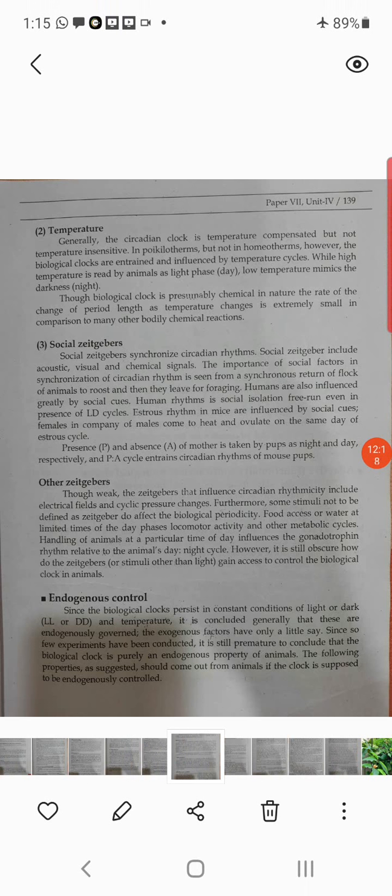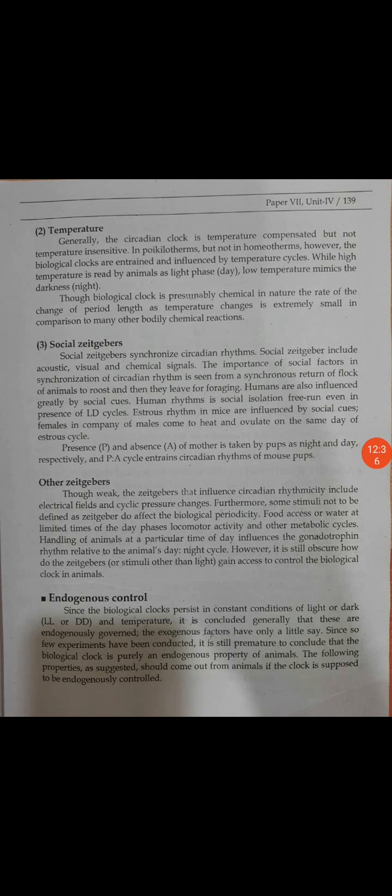Then social Zeitgebers. Zeitgeber means the giver. Actually, the term is a German term. It is a time giver. The meaning is time giver. So, social time givers synchronize this biological rhythm and include acoustic, visual, and chemical signals. So, according to that, the biological clock depends upon them.